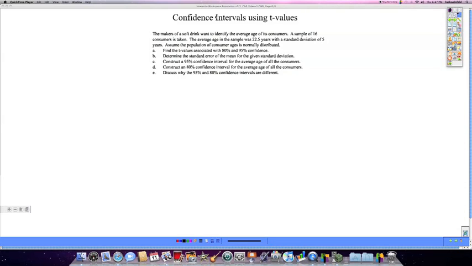In our second example, we are calculating a confidence interval using t-values. And like I mentioned in the earlier example with z-values, your problem will not always specify whether it should be z or t, but you can tell by the sample size. Here it says a sample of 16, which indicates that your sample size is less than 30. So since our n value is less than 30, we know that we're going to be working with t values instead of z.